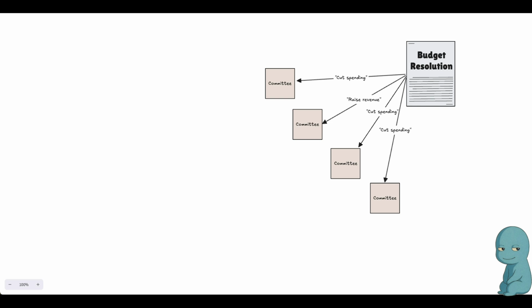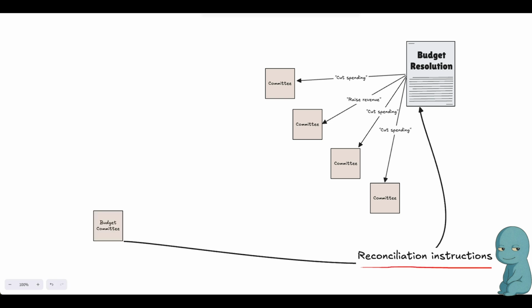These substantive committees will do the nitty-gritty work of cutting or modifying programs to meet the directives in the reconciliation instructions given to them by the Budget Committee. That makes sense to me, since they have much more policy knowledge than any other actor in Congress, at least.